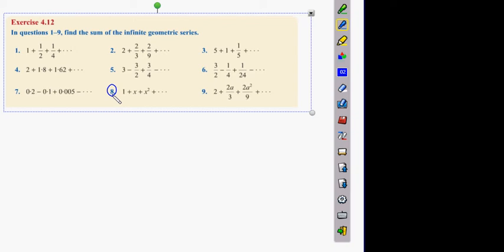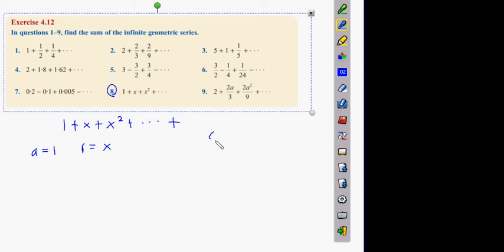It tells us that it's 1, so it's going to be 1 plus x squared, plus dot, dot, dot. Now, what we can tell right away is that a equals 1. We can tell that the r value is what, guys? X.